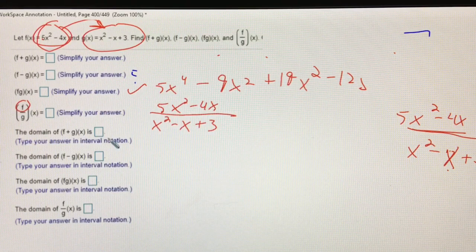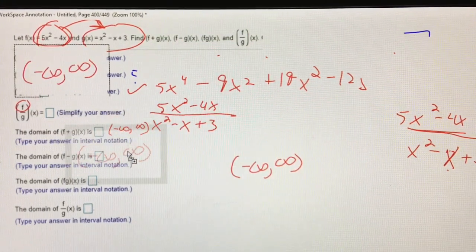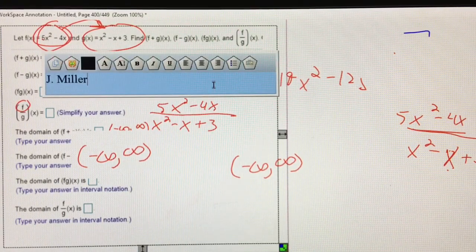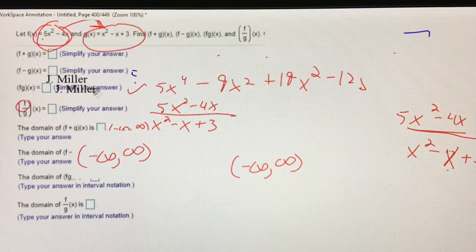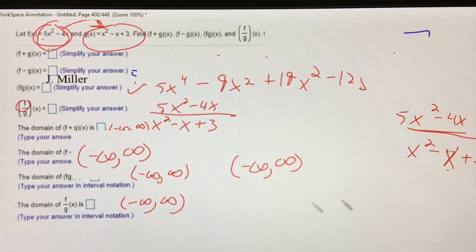The domain for all of these is going to be negative infinity to infinity. It's going to be negative infinity to infinity for all of them. So you just type in negative infinity to infinity for multiplying, and negative infinity to infinity for dividing them.